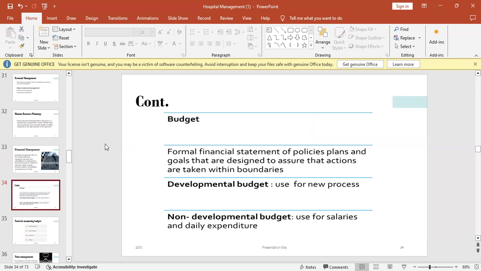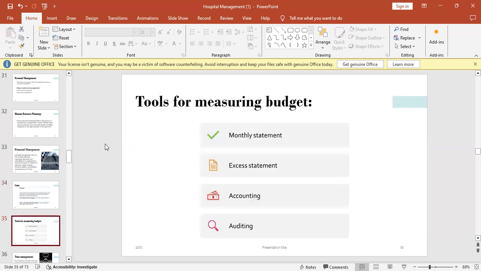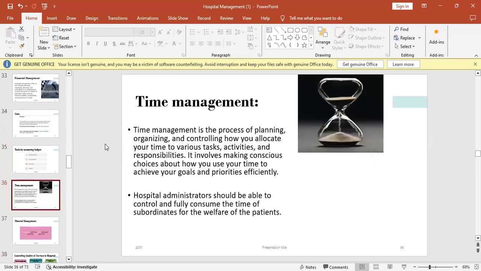The budget involves the formal financial statement of the policies, plans, and goals that are designed to ensure that actions are taken within the boundaries. Now, there is the development fund that is used for new processes, and the non-development fund that is used for salaries and daily expenditure. The tools for measuring the budget are monthly statements, excess statements, accounting, and auditing.